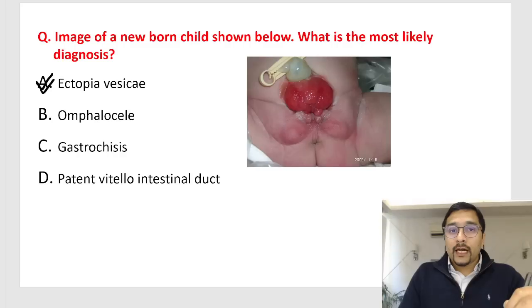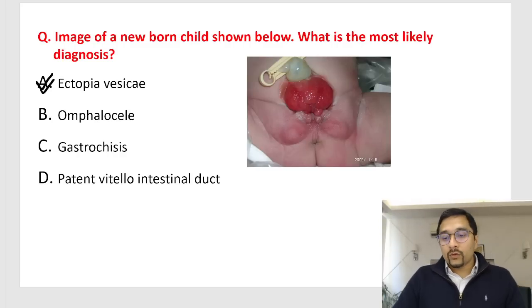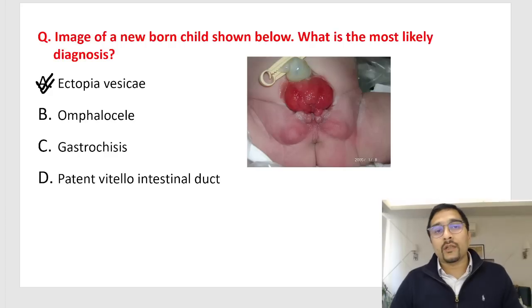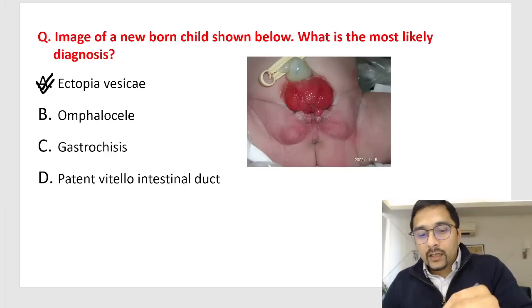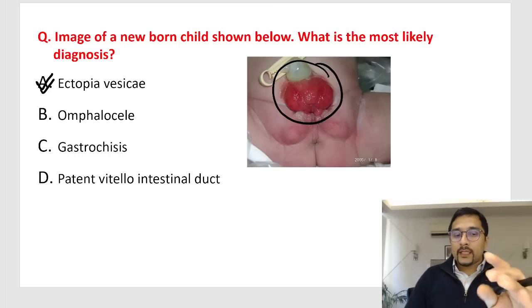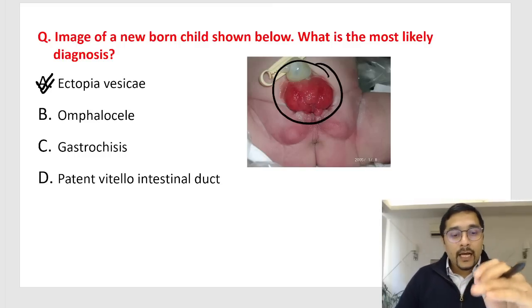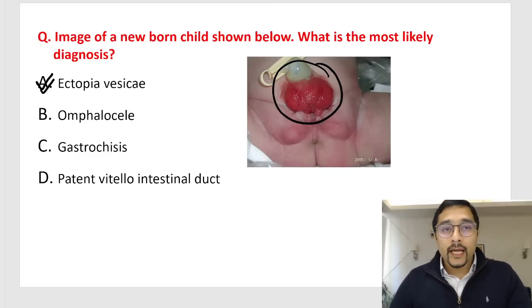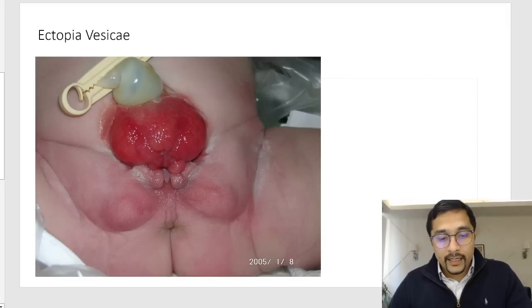They are also frequently asked. So you can look at the third part on my YouTube channel where you can know more about omphalocele and gastroschisis towards the end of the video. Here you can see that the bladder is exposed. The anterior abdominal wall is deficient below the umbilicus and the bladder is exposed. This is ectopia vesicae or bladder exstrophy.